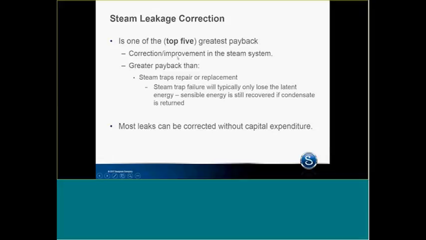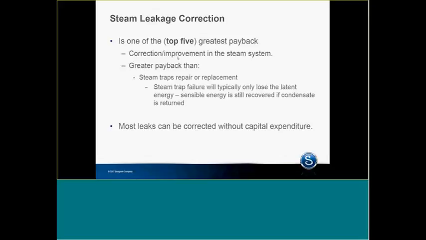Steam leaks are one of the top 5 greatest paybacks. People always ask me, I want to optimize my steam system. One of your top 5: steam leaks. One thing is that when you fix it, it's instantaneous savings. The correction or improvement in the steam system has a greater payback.